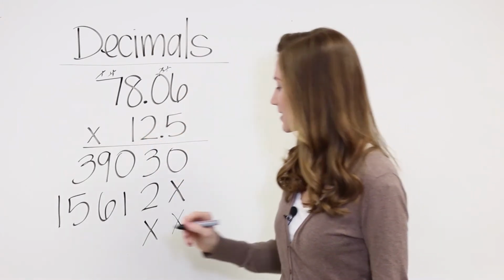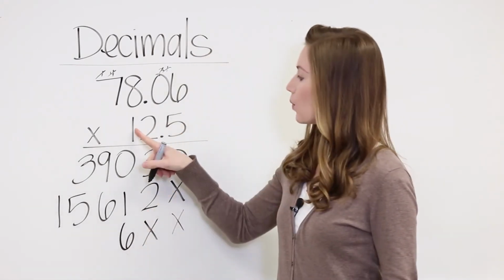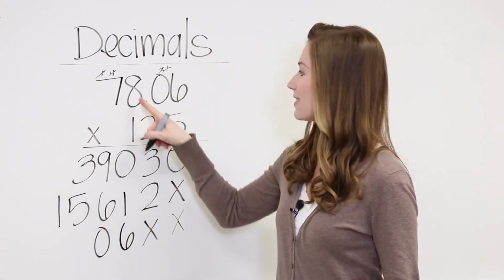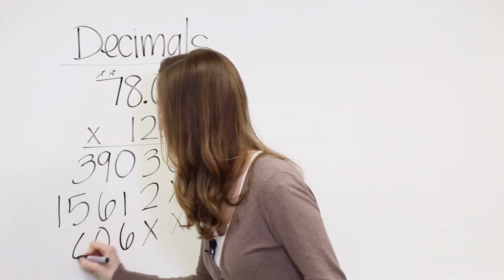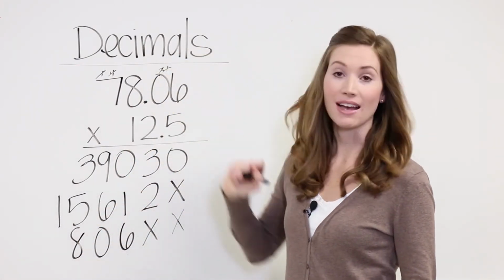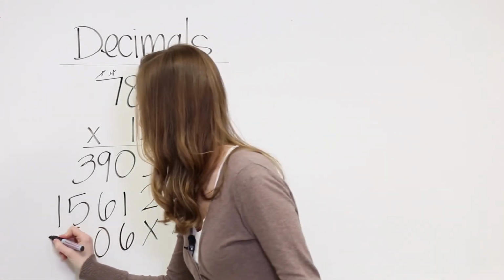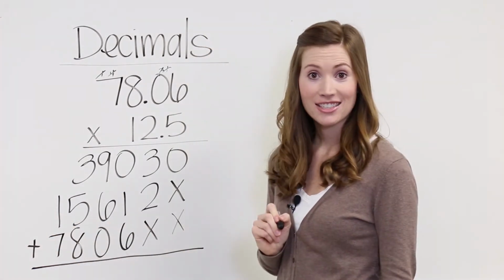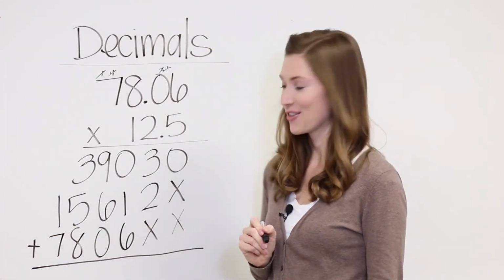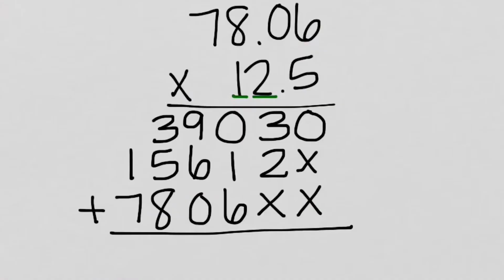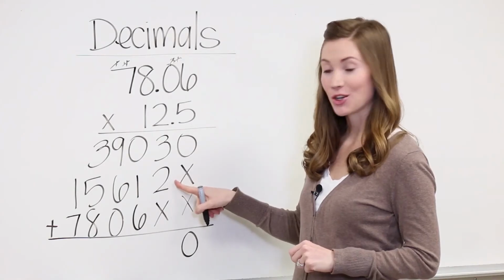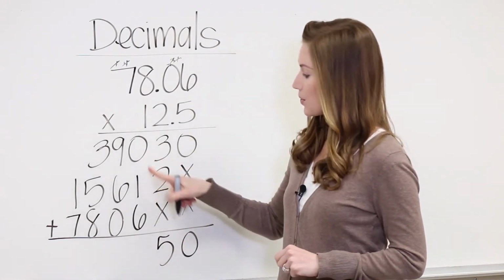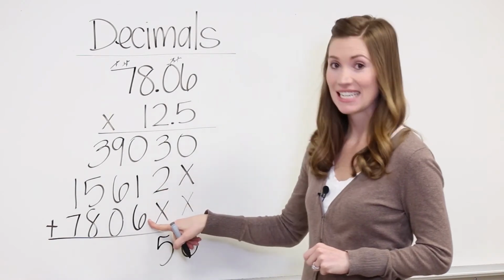1 times 6 is 6. 1 times 0 is 0. 1 times 8 is 8. And 1 times 7 is 7. Now we're going to add all these digits together to find our final product. Here we go. 0 plus nothing is 0. 3 plus 2 plus nothing is 5. 0 plus 1 plus 6 is 7.